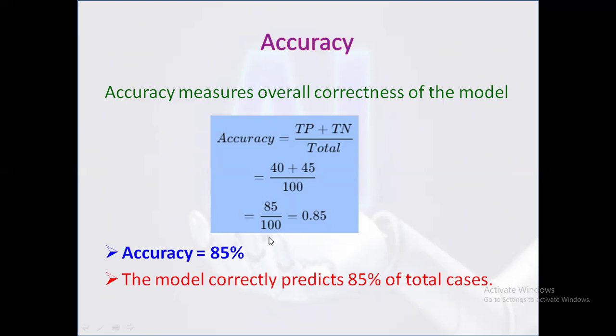This indicates that the model performs well overall, but this number alone does not tell us how well it identifies positives or negatives separately. Therefore, other metrics must also be considered for a complete evaluation.